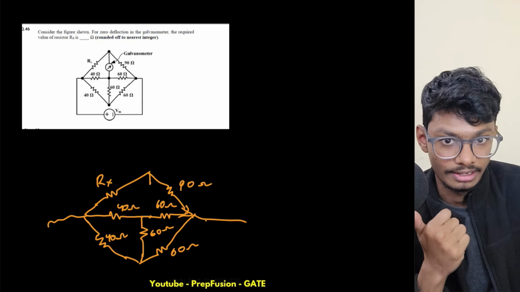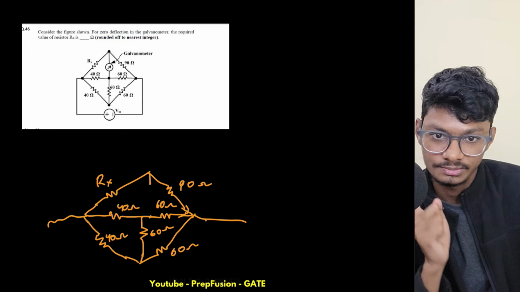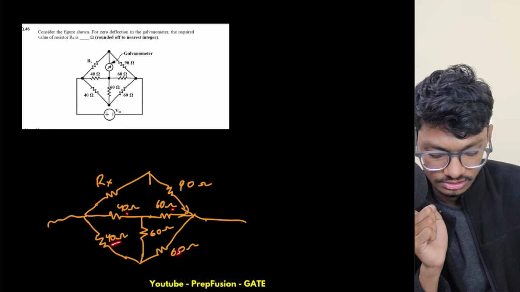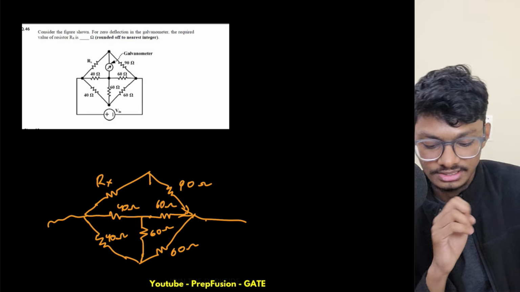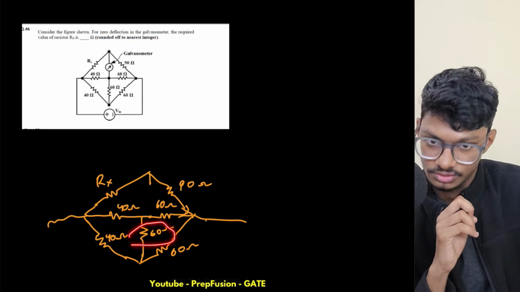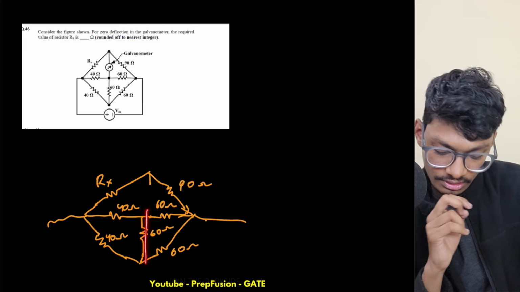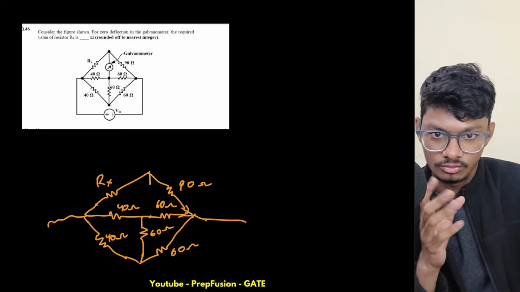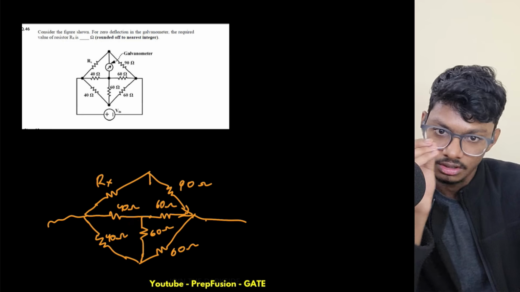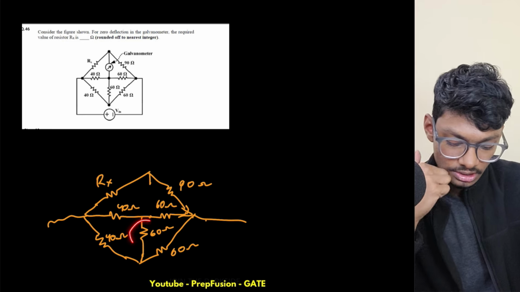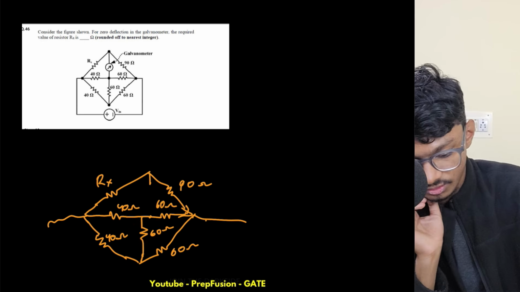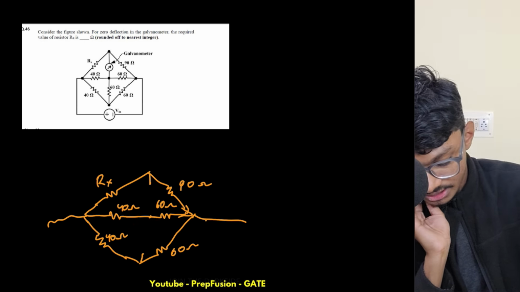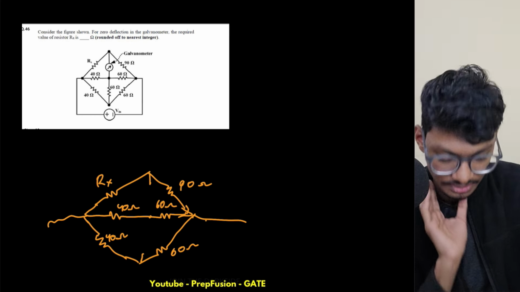Now is this bridge balanced? Yes, this is balanced, because 40 into 60 and 40 into 60, the products of opposite diagonals, are equal. So this bridge is balanced. So simply I can remove the 60 ohms, or I can simply short the 60 ohms. Whatever you want to do, open circuit this or short circuit this, it doesn't matter, because if the current through this is 0, then the voltage is also 0, whichever way you do.